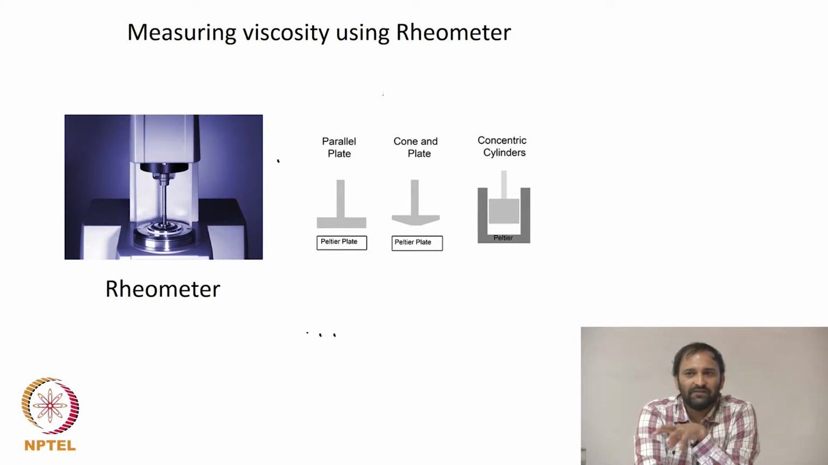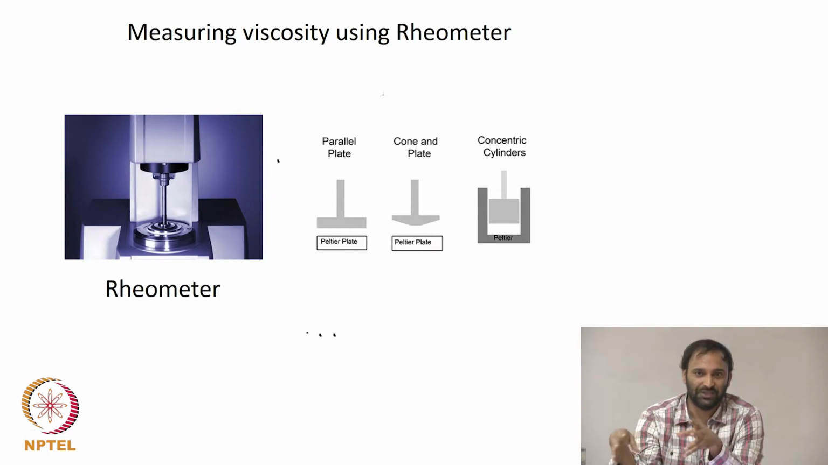Of course there are several ways of measuring the viscosity of fluids. In my opinion, one of the most versatile instruments, which can be used for measuring not only viscosity but a lot of flow properties of materials. Because if I take, for example, syrup versus ointment, they're very different. One easily flows, the other one doesn't flow.